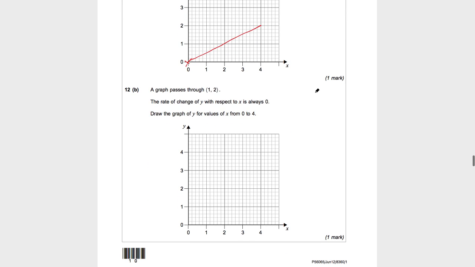Next one, a graph passes through 1, 2. The rate of change of y with respect to x is always 0. That's gradient of 0. Draw the graph of y for values of x from 0 to 4. So again, this is just going to be a straight line here, which I can't do very well on computer. But it's just going through that line. Gradient of 0 means it's horizontal.